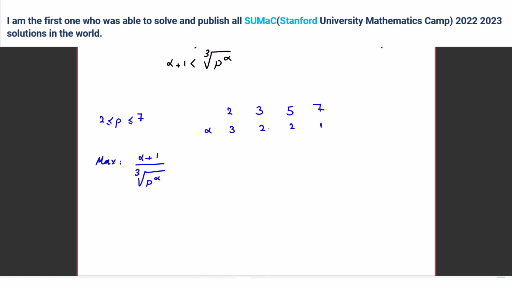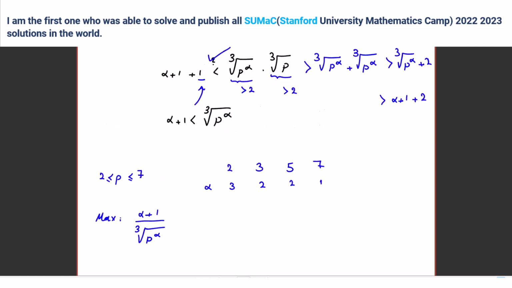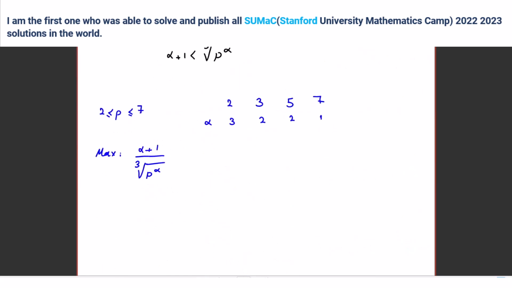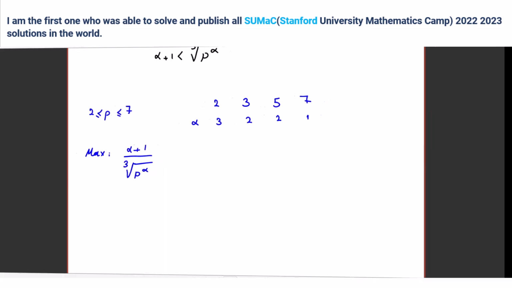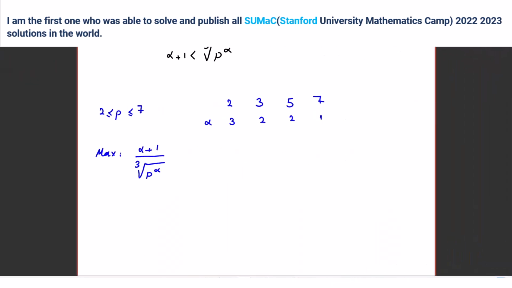Okay, so try to prove it. Maybe you can use induction like this. Maybe you can use functions. Try to prove, for example, why for 2 the best power is 3, why for 3 it's 2. Okay, I think I proved it.